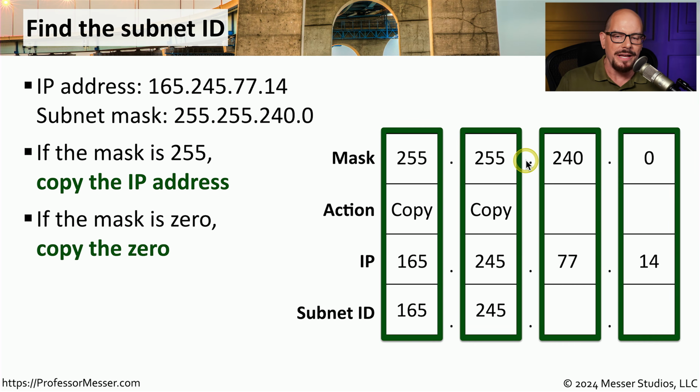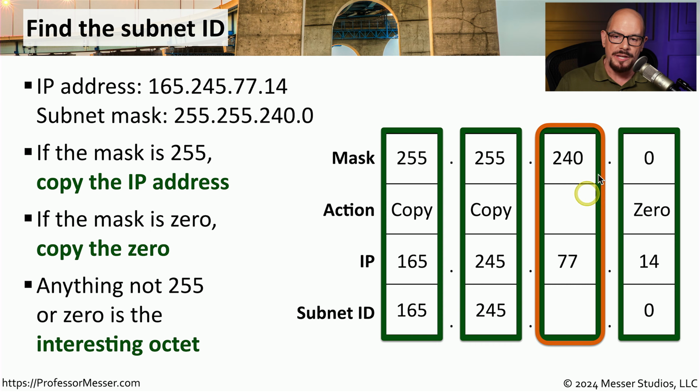We no longer have any octets with the 255, so our next step will be to look at any octets where the mask is 0. And if the mask is 0, we bring that 0 down to the subnet ID row. In this case, our last octet does have a 0, so we're going to copy that 0 all the way down and put it into the subnet ID row in the last octet.